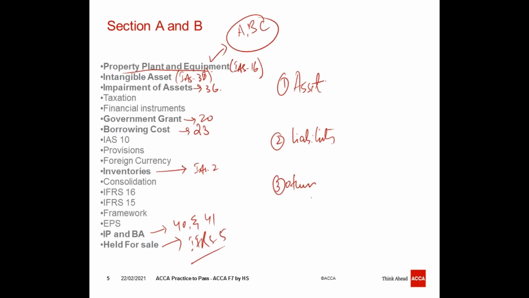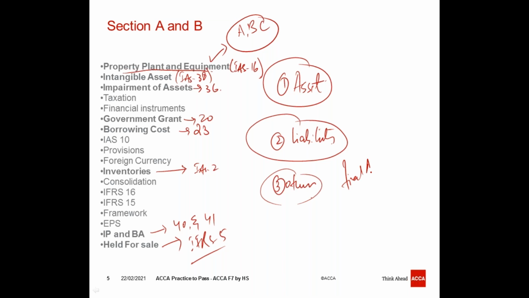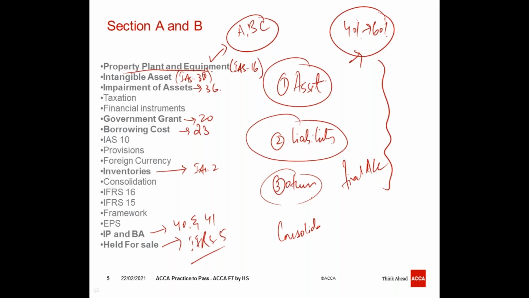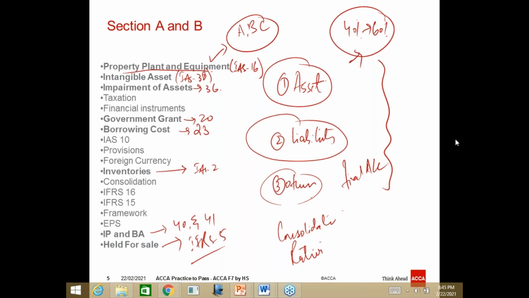With accounting standards. Today, in day 1, we will be focusing on the assets area, and in day 2, we'll be focusing on the liabilities and other assets, along with the final accounts. So this area can give you 40% to 60% marks in the examination. And in day 3, we'll be focusing on consolidation, and day 4, on the ratios. Yes, I will share the solutions of the answers.